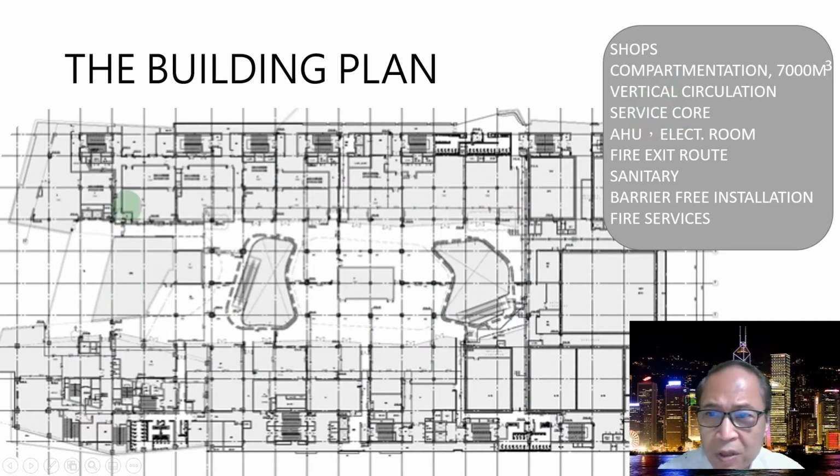Service core is here. It contains the lavatory, the stairs, and the lifts, and the AHU room, that's just the air conditioning room, and the electrical room. We call it service core. In this case, we have several service cores. Fire exit routes, which are also the stairs.